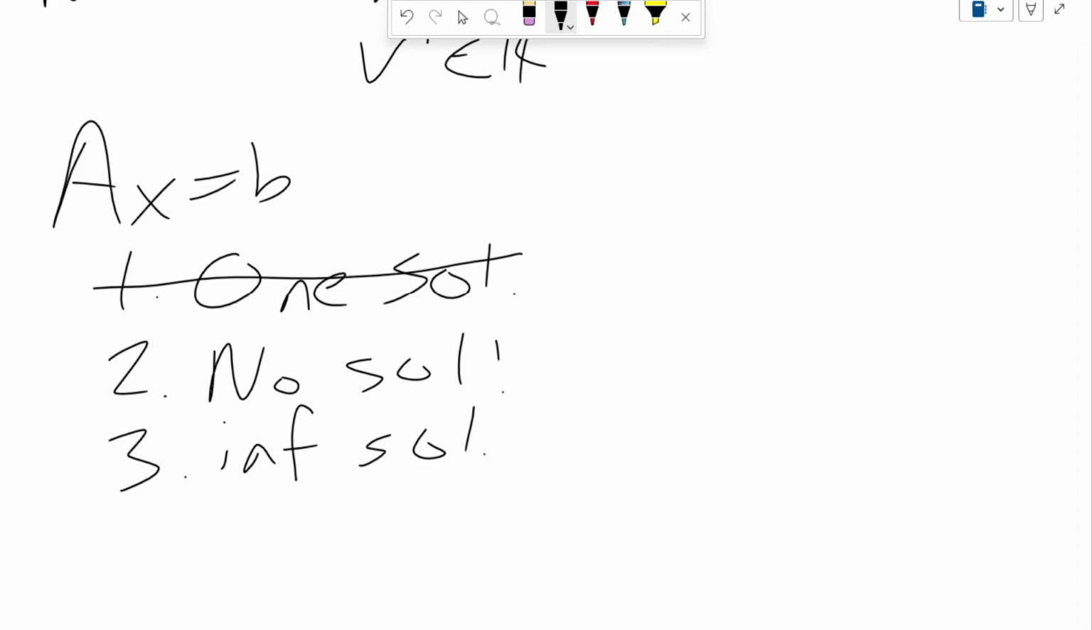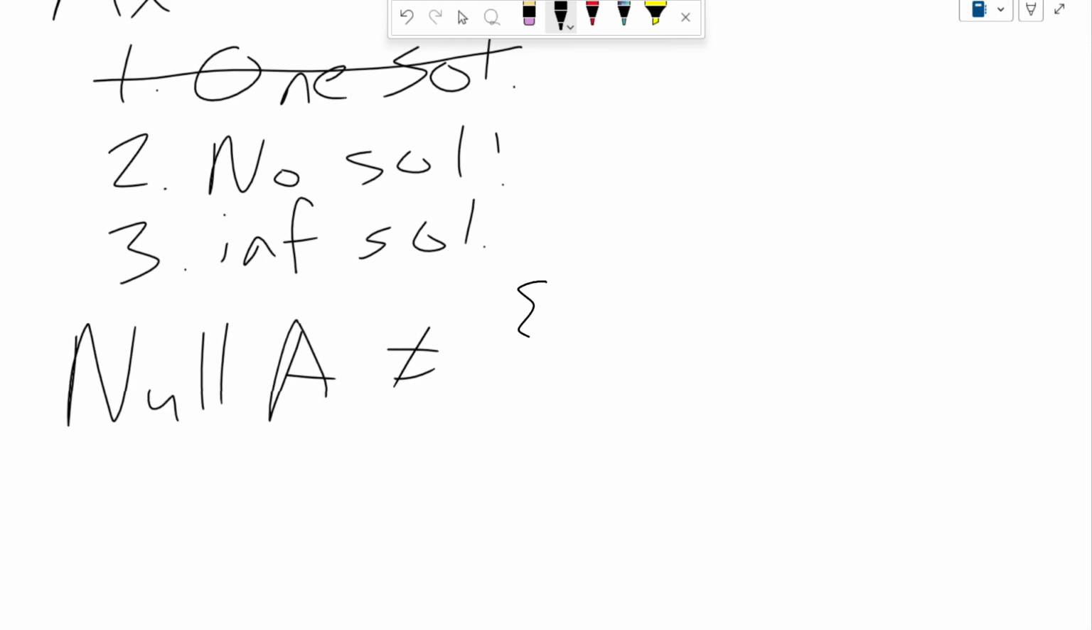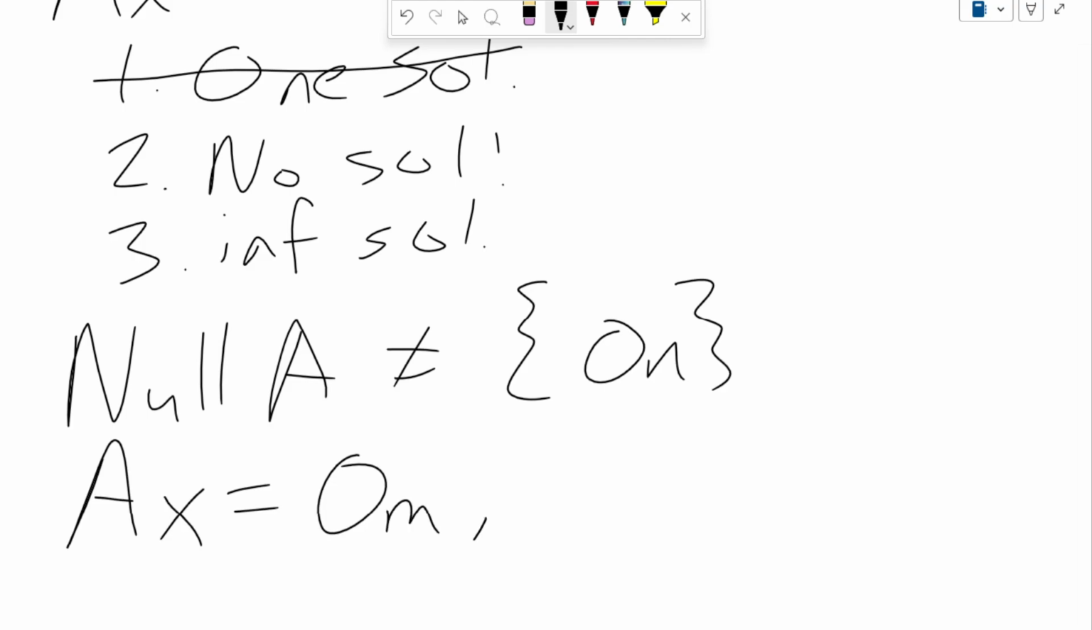And so what do I mean by that? Well, in particular, suppose that null A is not just 0, right? So we mentioned already that null A, the null space of A, must contain 0 because A times 0 equals 0. But we're basically saying assume that it's not just 0. So in particular, we're assuming that there is some x such that Ax equals 0 and x is not 0, right?